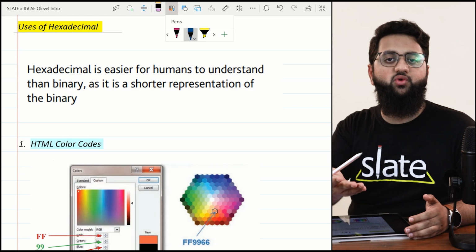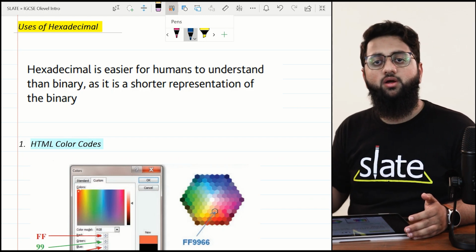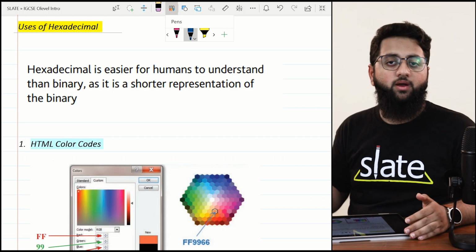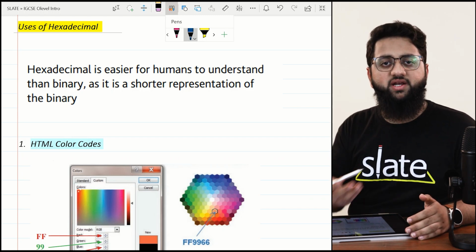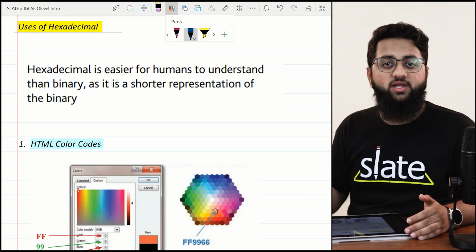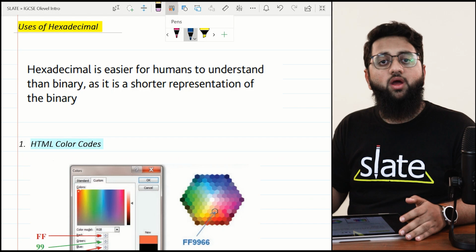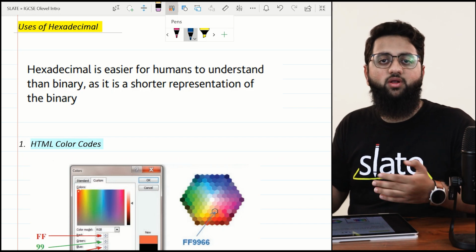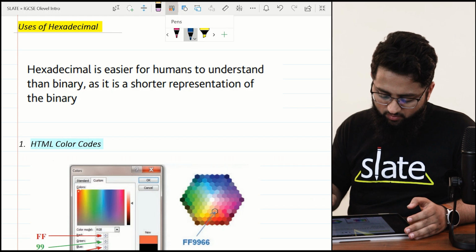Hexadecimal is easier to read, write, and understand, but binary is difficult to read, write, and understand. And the same goes for the debugging part. So what are the uses of hexadecimal? Where do we use hexadecimal number systems? Let's give it a review.